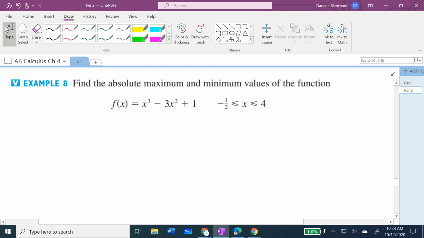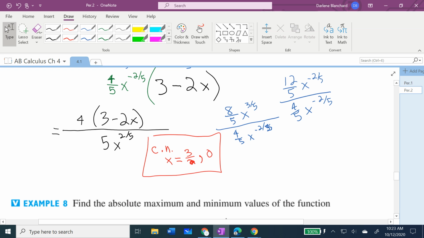All right, next example. A lot of today's homework is going to be similar to example 8. You're going to be given a function that is continuous, and you're going to be given a closed interval domain. That means you will have an absolute minimum and an absolute maximum. Oh, from the last problem, the 3/2 comes from setting the numerator equal to 0 and then solving for x.